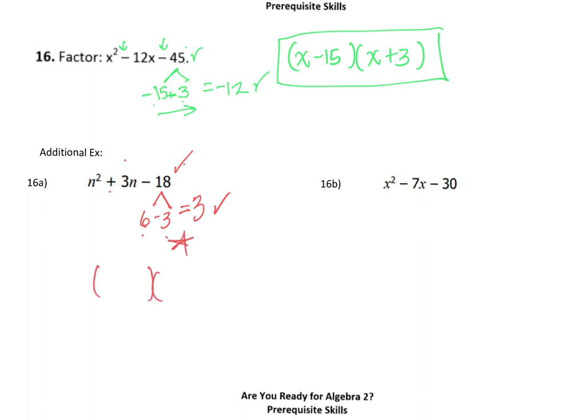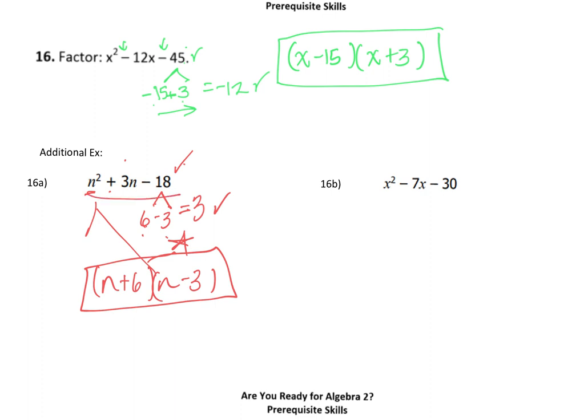So we're going to make two sets of parentheses. I'm using n squared, so I'm going to put n in each of these. And then I'm going to put a positive 6 and a negative 3. I factored it. I made this problem here into a multiplication problem.